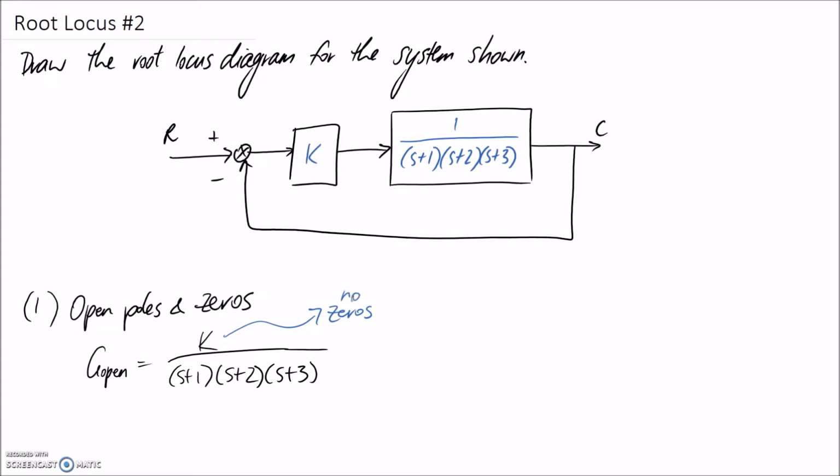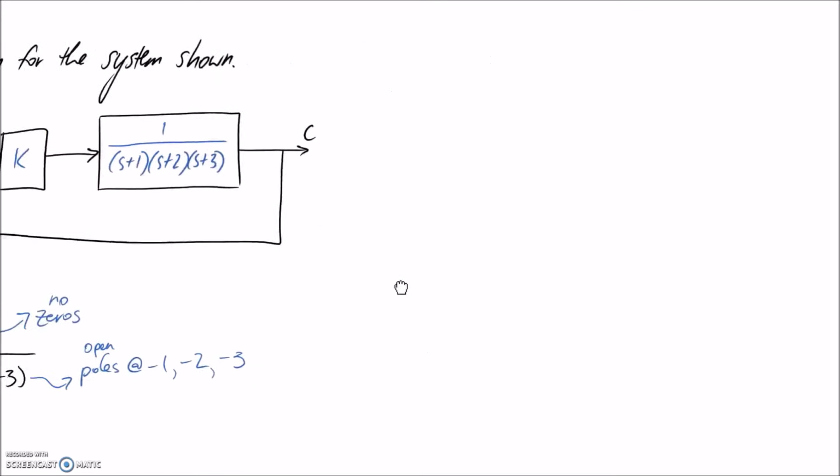So no zeros. But for poles, if we set s to be equal to -1, then that's going to cause the whole bottom line to go to 0. If we set s to be equal to -2, same thing happens here. And if we set s to be -3, same thing happens here. So that's our 3 open loop poles. And now we can go ahead and draw them onto our root locus diagram.